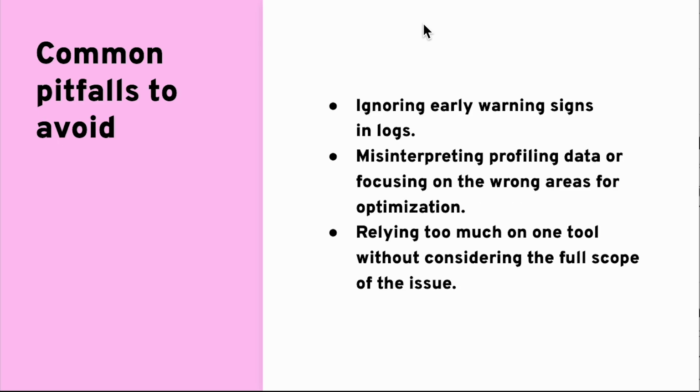What to avoid? Basically, logs often contain subtle indicators of large problems. Neglecting to review them can lead to missed opportunities for early intervention, allowing small issues to escalate into significant system failures. It is easy to get distracted by irrelevant metrics, but the goal is to focus on bottlenecks that significantly impact performance. While powerful, no single tool offers a complete view of system behavior. It is recommended to combine tools like log analysis, performance monitoring, and profiling to get a well-rounded understanding of issues and avoid tunnel vision.